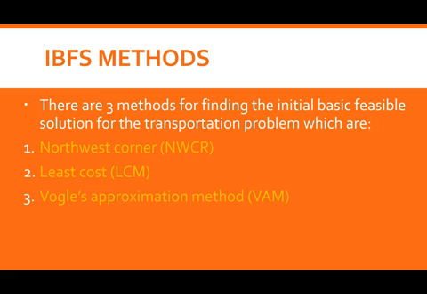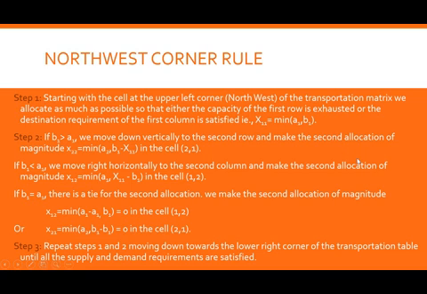The methods are northwest corner rule, that is NWCR, next least cost method or LCM, and the third method is called Vogel's approximation method or VAM. So today we will be learning the first method amongst the three, which is northwest corner rule. So how does this northwest corner rule work?